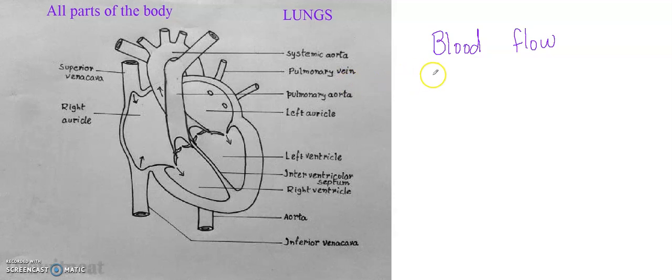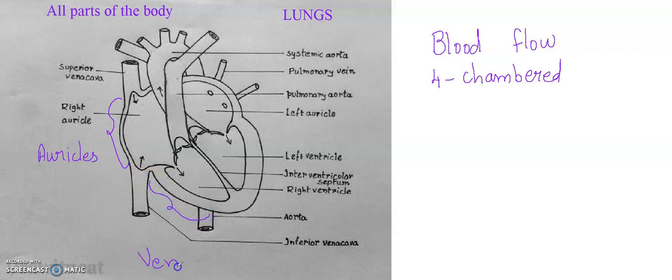We all know that the human heart is four chambered. The upper chambers are called auricles. The lower chambers of the heart are called ventricles. Now, let's identify the different chambers of the heart.